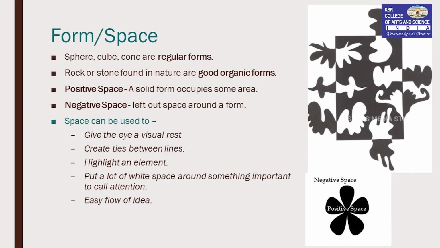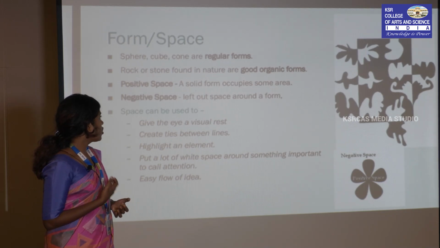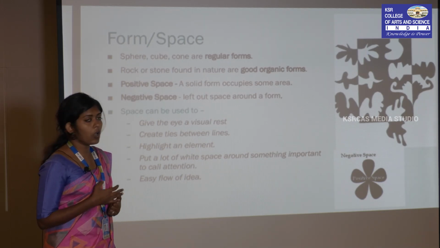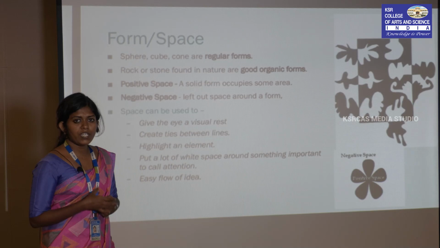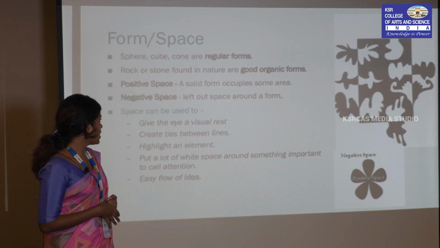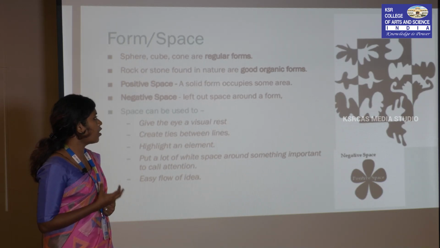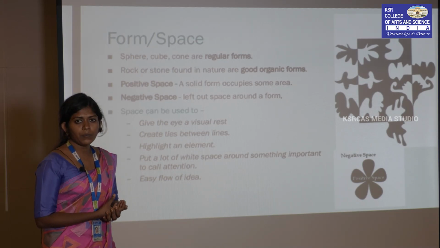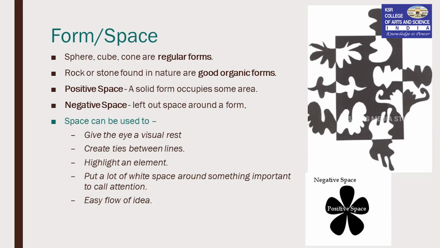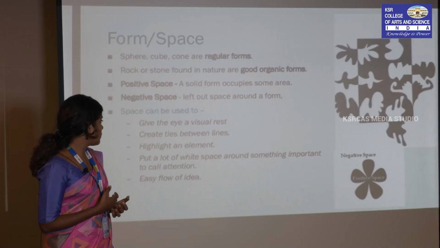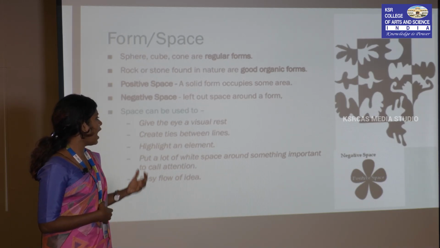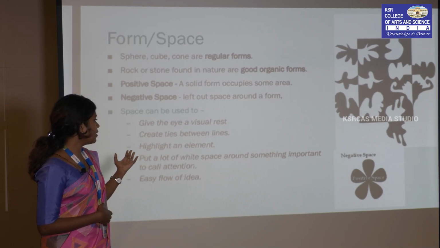Sphere, cube, cone are regular forms. Rock or stone found in nature are good organic forms. So when we try to understand positive and negative space, we can say that a positive space is a space which is occupied by a solid, and a negative space is the space left out by the solid.